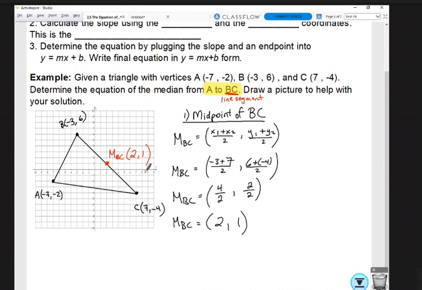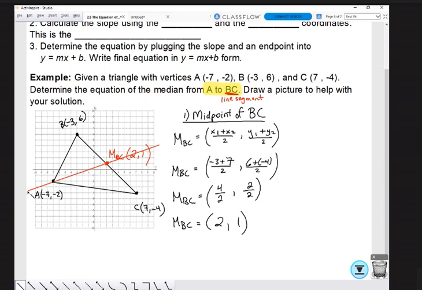So because our median is quite literally this line here, we'll do it in red. This is the line. Good, like that. This is our median. We need the equation of that line.